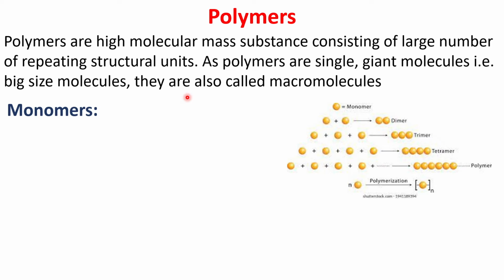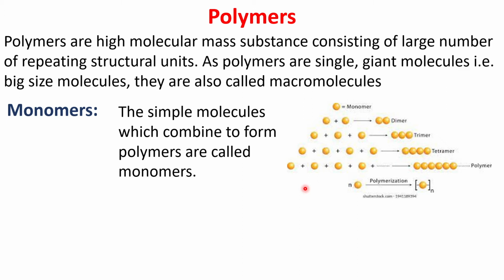So, monomers, as you can see in the figure, let's suppose this orange sphere is a monomer. If two such monomers combine, then they will form a dimer. If three combine, then they will form a trimer. If four combine, a tetramer will be formed. And if so many, dot dot dot, are combined, then it forms a polymer. That means n number of these will combine to give a structure which is considered as a polymer.